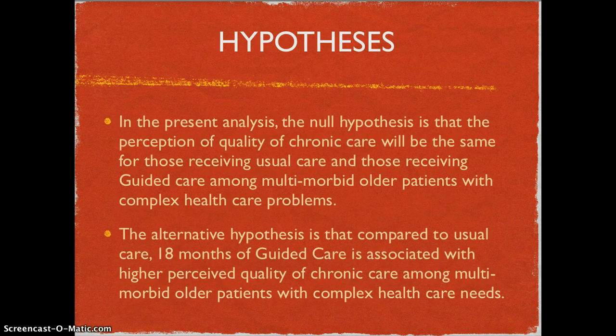So in the present analysis, the null hypothesis is that the perception of quality of chronic care will be the same for those receiving usual care and those receiving guided care among multimorbid older patients with complex healthcare problems. The alternative hypothesis is that compared to usual care, 18 months of guided care is associated with higher perceived quality of chronic care among multimorbid older patients with complex healthcare needs.